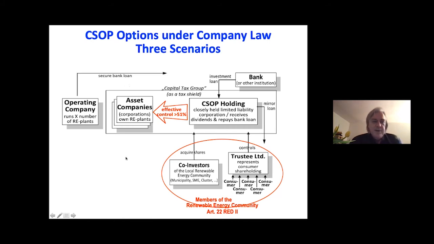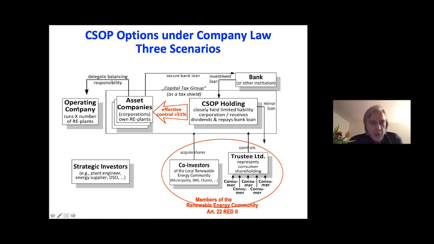And this is important because if we think again about different types of co-investors, it would be possible to delegate the balancing responsibility to an outsider that would also remain outside the renewable energy community and would not have the problem that the asset companies are effectively controlled by the holding. So this could, in theory, be a 100% daughter of a big energy company.